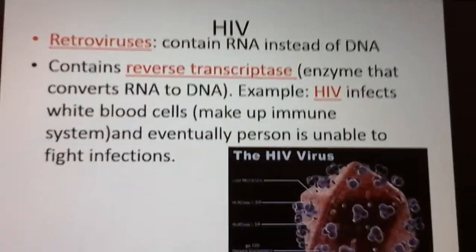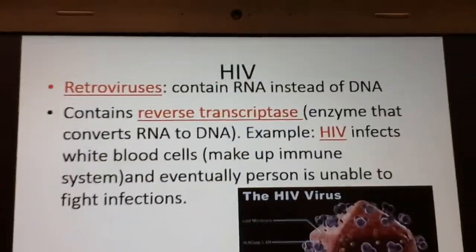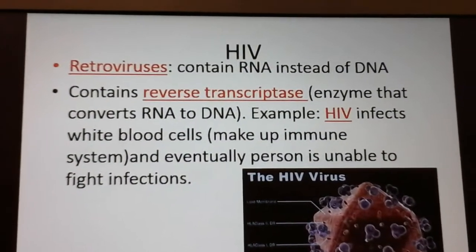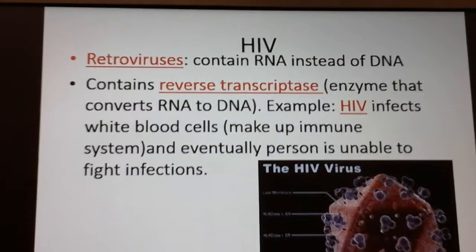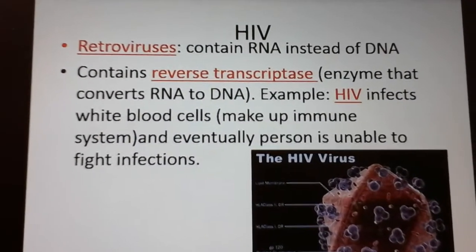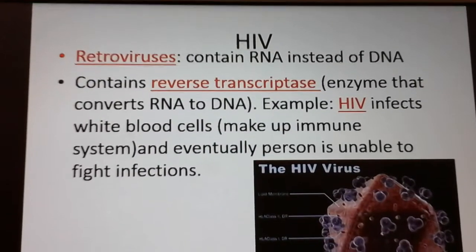Now, HIV is a whole different ballgame. Think about DNA. Usually we take DNA, and then we make a photocopy called RNA. And then we use the photocopy to make the protein. Well, you have some things out there called retroviruses.